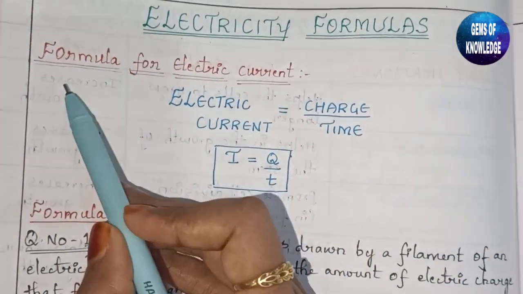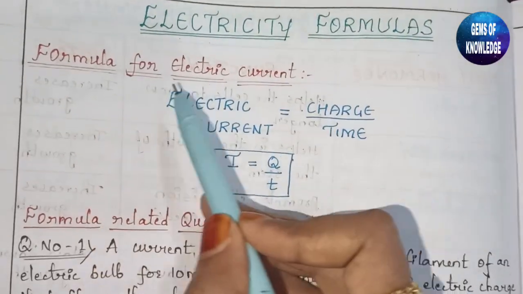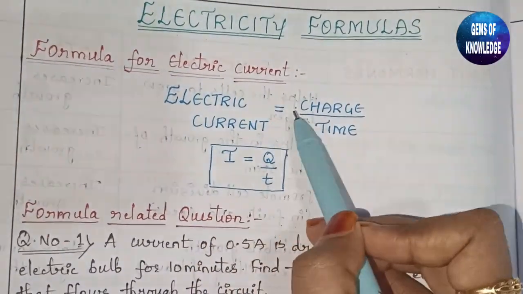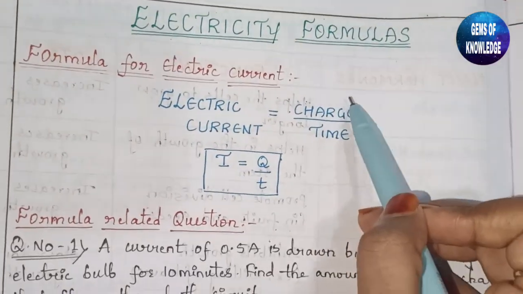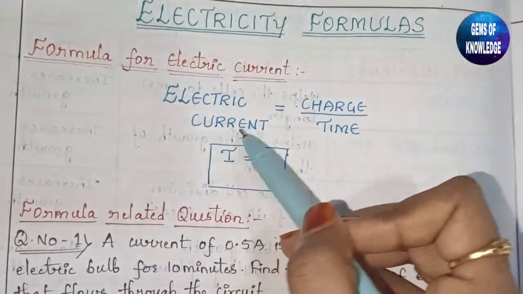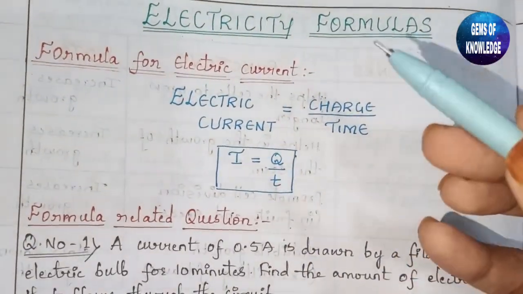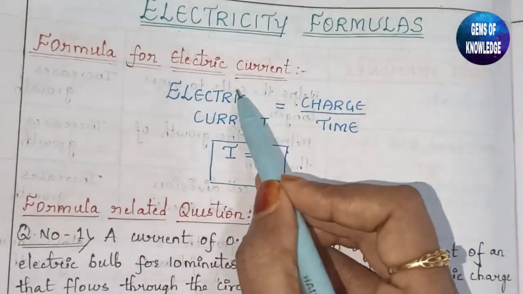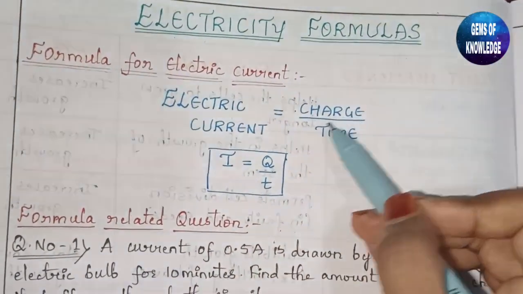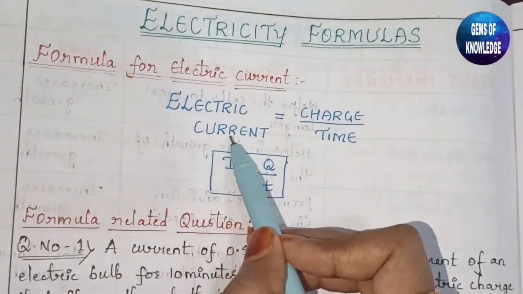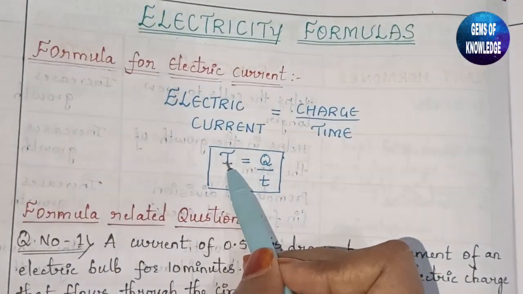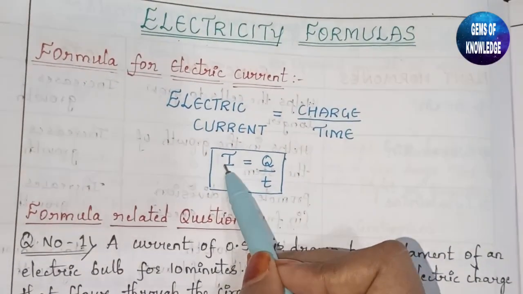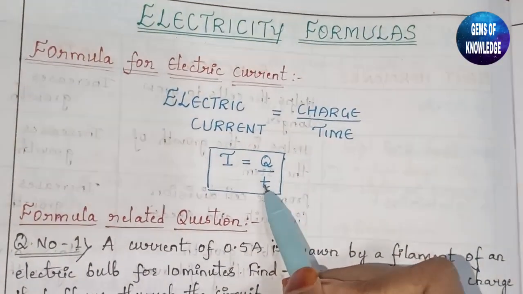Okay, so here the first formula we are going to learn is the formula for electric current. Electric current formula is equal to charge by time. What is electric current? It is actually the amount of charge that flows in that particular time. That itself is called electric current. According to the definition, electric current is represented by the letter I, charge is represented by Q, and time by t. So I is equal to Q by t. So this is the formula.